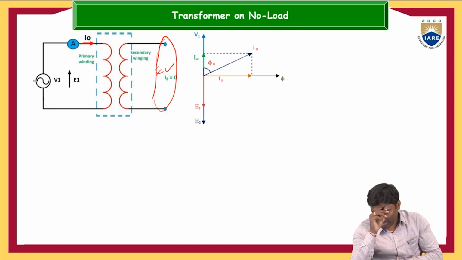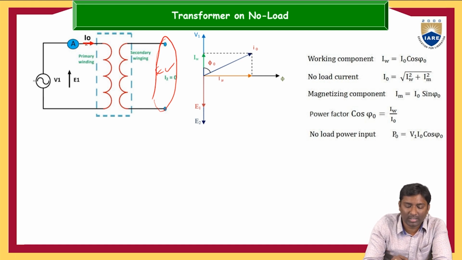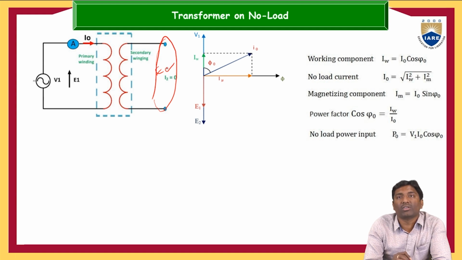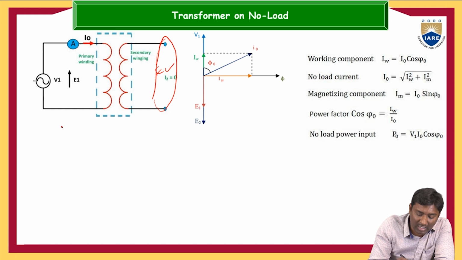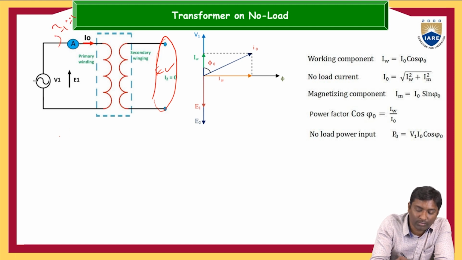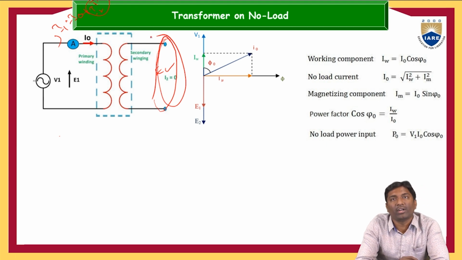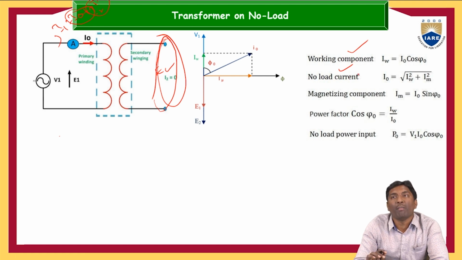Now, you can see here, under no load condition of the transformer, the secondary current I2 is equal to 0, so it will not add to the primary current. The total primary winding current I1 is equal to I0 only. That I2 dash will be equal to 0 because this is under no load condition, I2 is equal to 0. So we get only I0, that is the no load current. This no load current has two components, the working component as well as the magnetizing component.